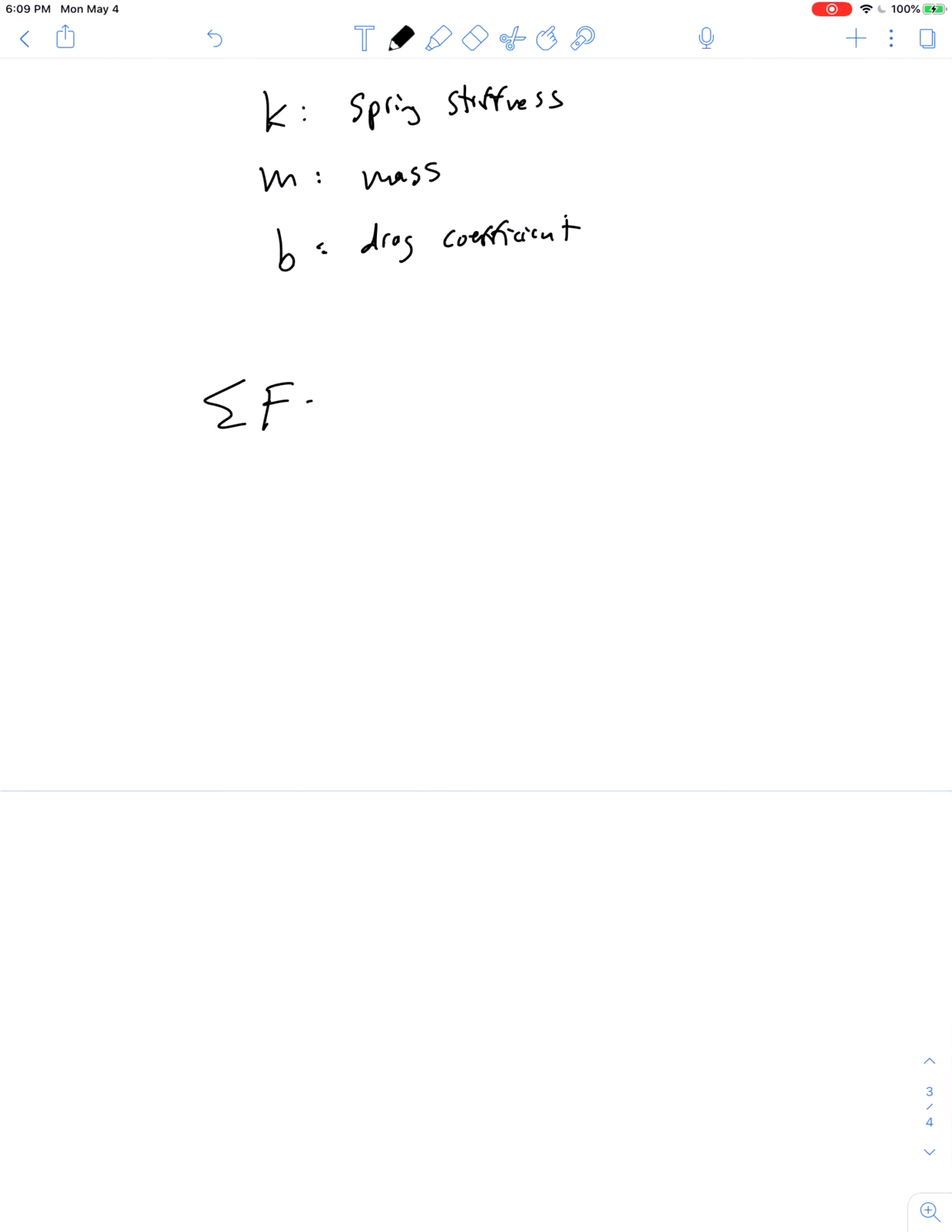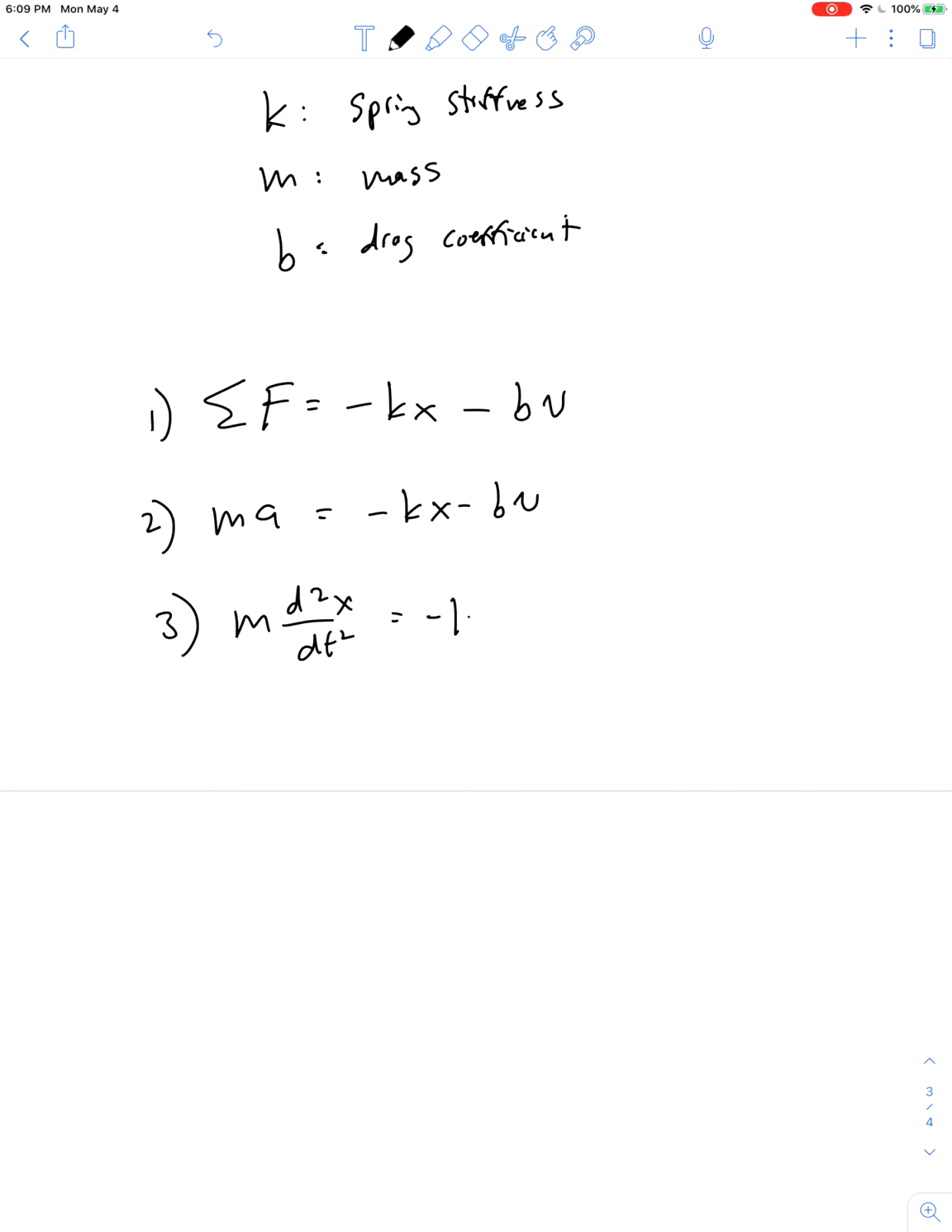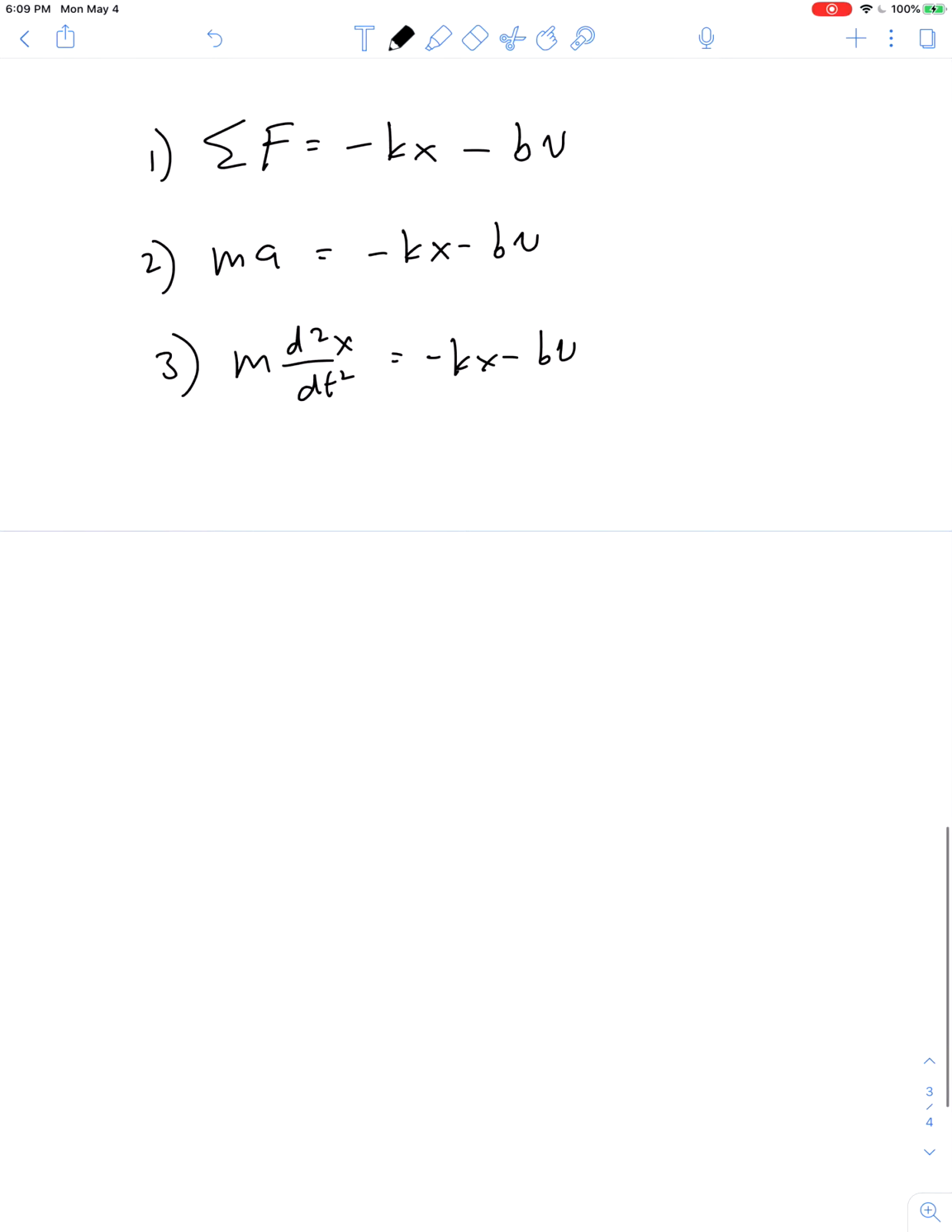If you have both of these types of force, the force from the spring, which is negative kx, and the force from the fluid resistance, negative bv, then we can write a differential equation based on Newton's second law. If ma is negative kx minus bv, then d2x/dt squared is equal to negative kx minus bv. We can divide both sides of this equation by m: d2x/dt squared is negative k over m x minus b over m times dx/dt.